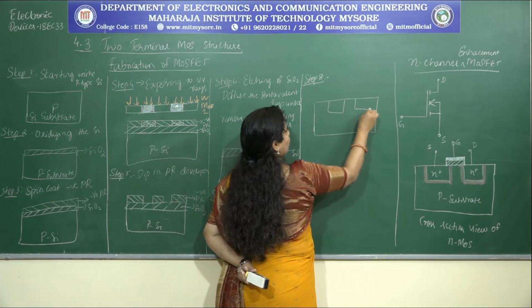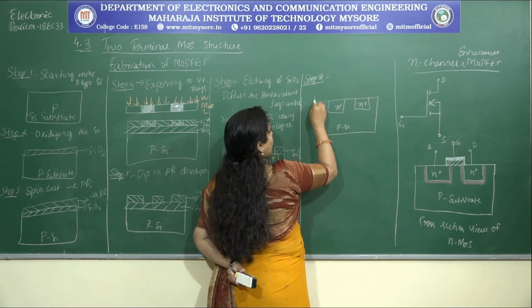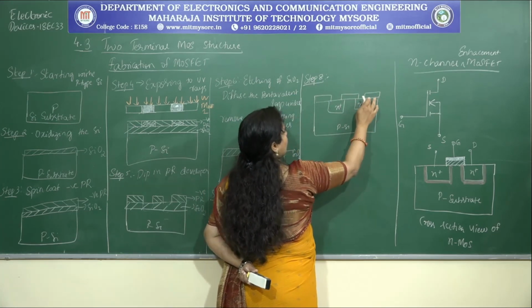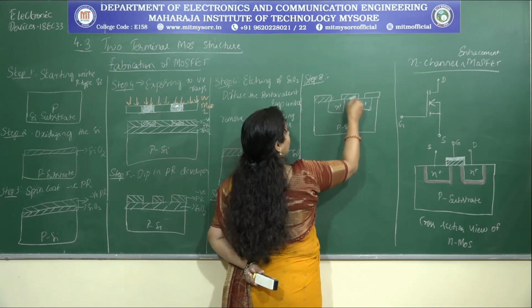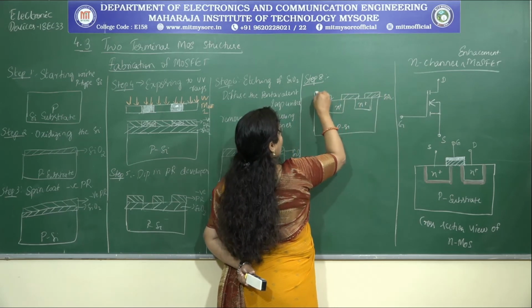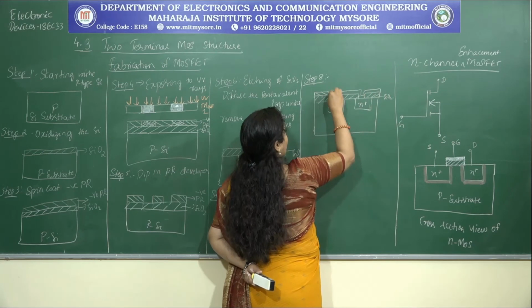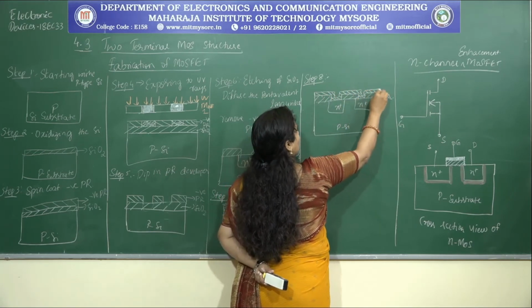So we have two N plus regions. We have P-type silicon. Done. And this is what? Silicon dioxide. Now we have a photoresist developer all over it, and this is the hashing that I am following to represent the photoresist.